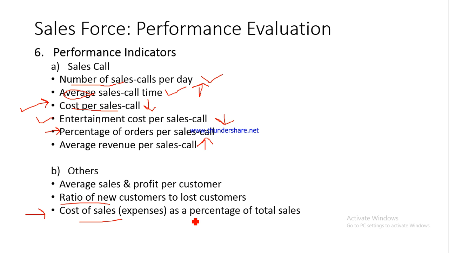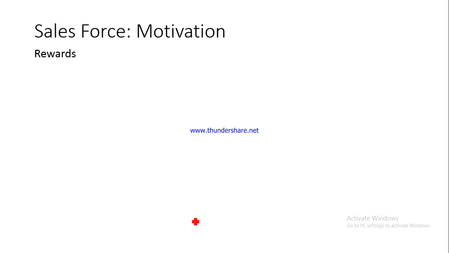On the other hand, there is a particular salesperson who has made sales of rupees 200, and he has spent 100 rupees in entertaining the customer. Naturally, you would not like to give this particular salesperson, who has spent 50% of the total sales revenue in entertaining his customer, a very high performance rating. So this is also taken into account.